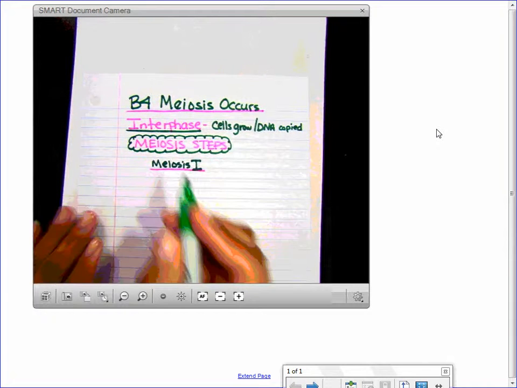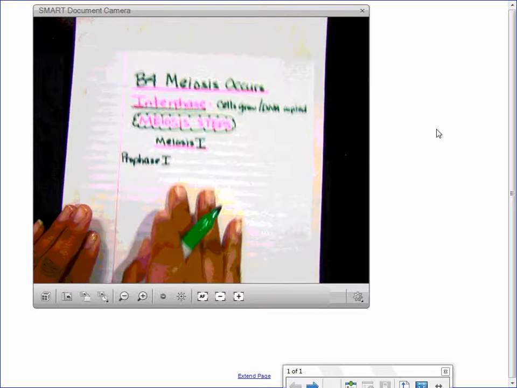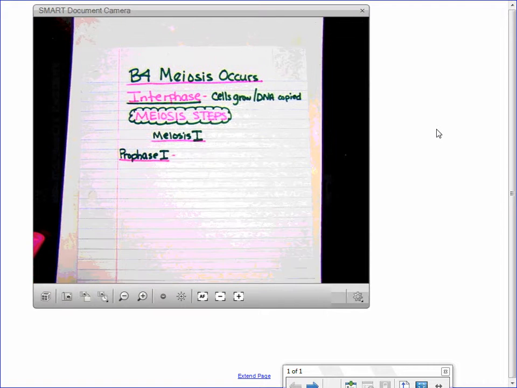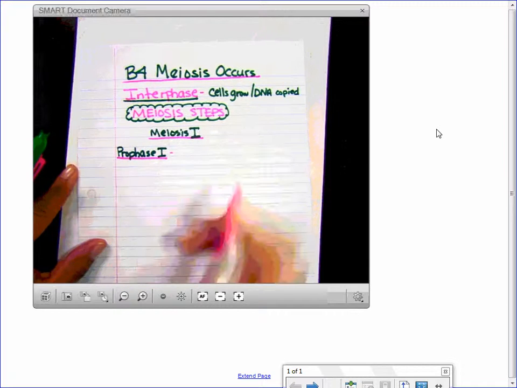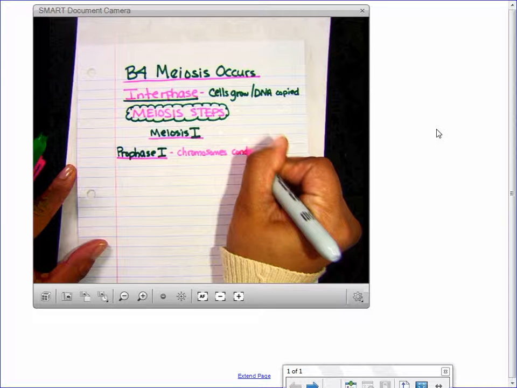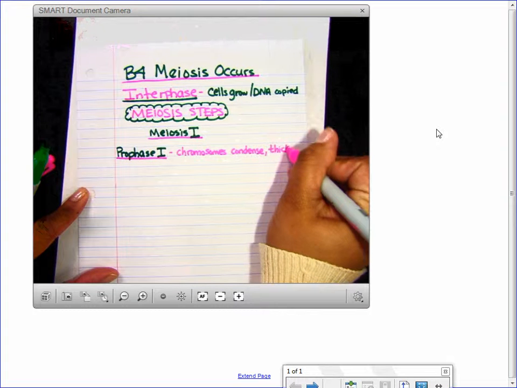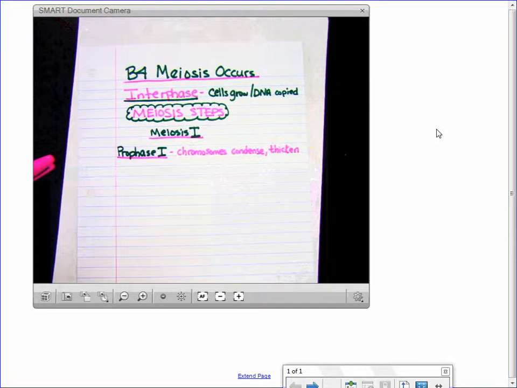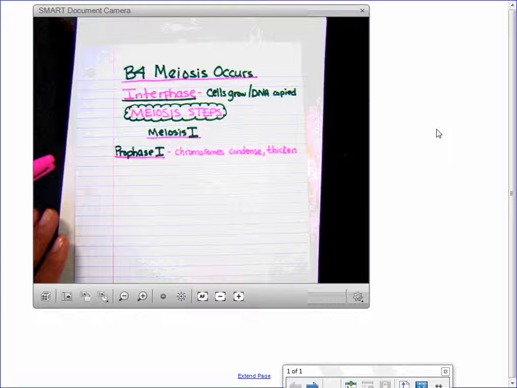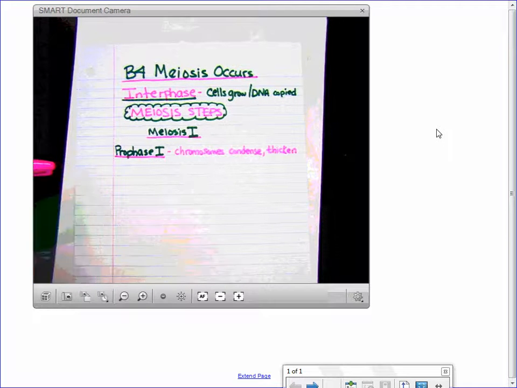And during meiosis 1, we have prophase 1. You'll see. And during prophase 1, this is where your chromosomes condense, meaning they come closer together, get smaller, and they thicken so they can get ready to move. They condense, chromosomes condense, and they thicken. What word? That's in green. Prophase.